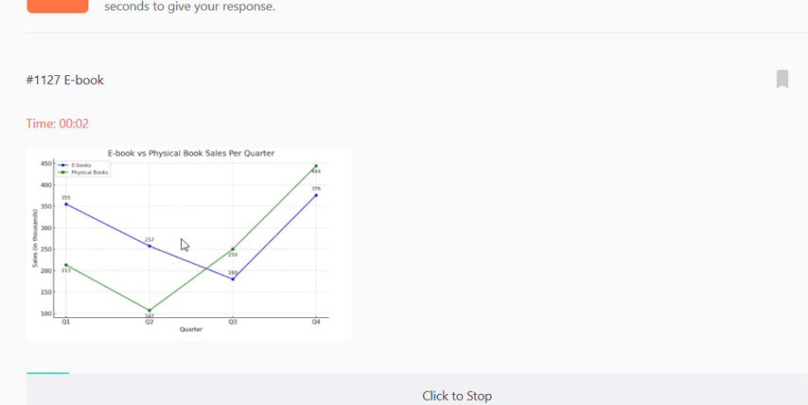The line chart in front of me represents the ebook versus physical book sale per quarter. From the image, I can see that the physical book sales were the lowest during Q2, which is 100,000, whereas in Q4 it is highest with 450,000. The ebook sales were the highest during quarter 4, which is 3,700, whereas during Q3 they had the lowest, which is 200,000. Overall, the image gives me a lot of information.